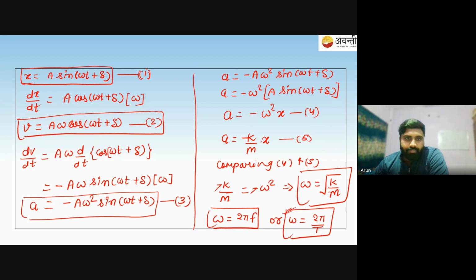So, any kind of doubt in this? Is it clear to everyone? The time equations of SHM, these 3 equations, how we did them? If you have any kind of doubt, you can ask. Okay.